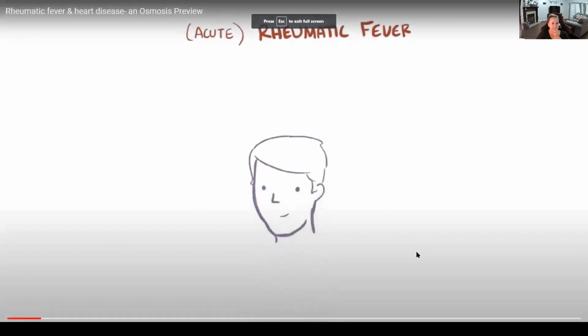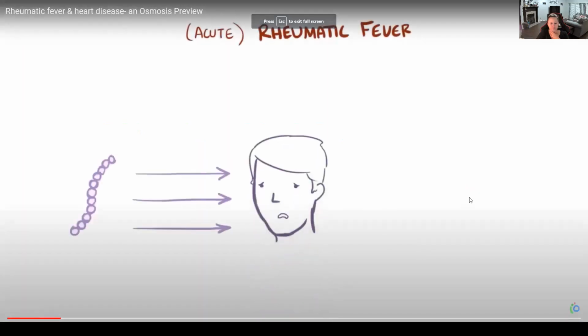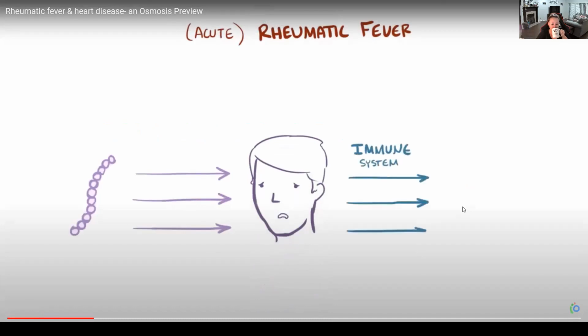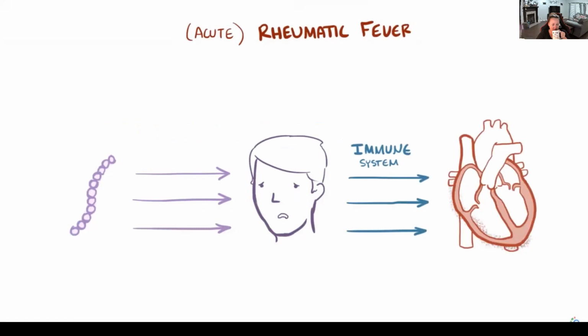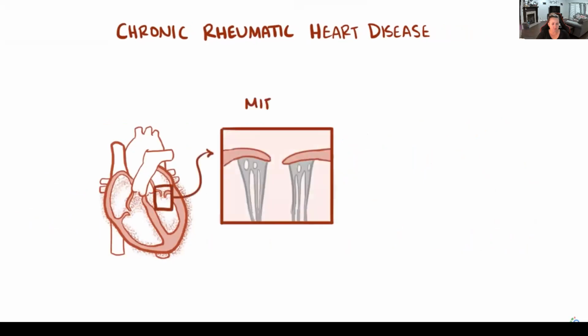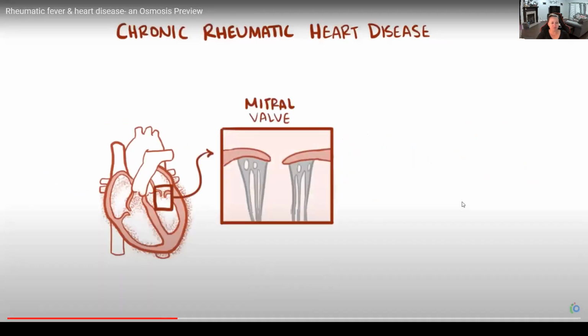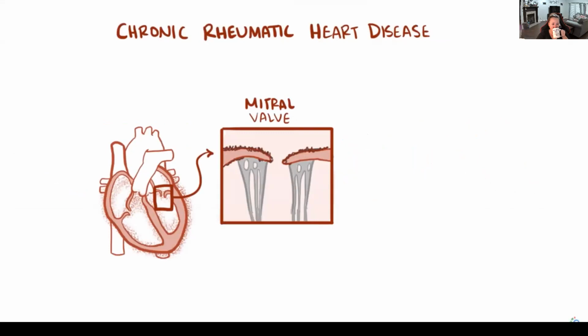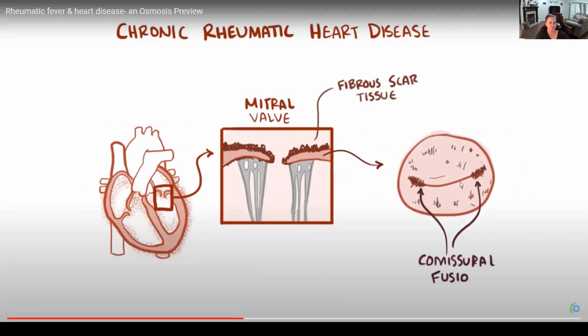If repeatedly exposed to group A beta hemolytic streptococcus, though, the body continues to launch immune attacks against the various tissues, but most notably the heart tissue, which can lead to chronic rheumatic heart disease. With chronic rheumatic heart disease, the valves, typically the mitral valve, but sometimes the aortic valve, develop scar tissue from repeated inflammation. The leaflets of the valves become thicker and can actually fuse together, called commissural fusion.